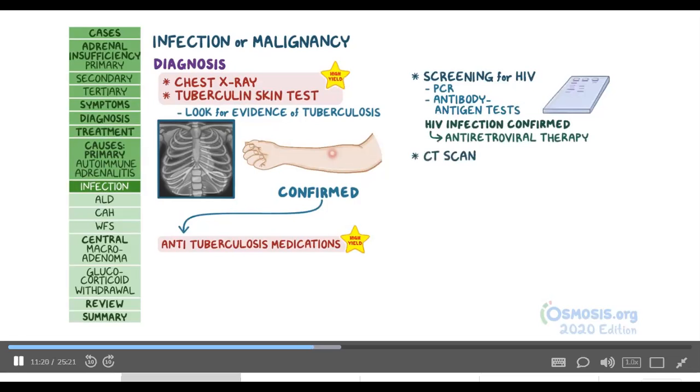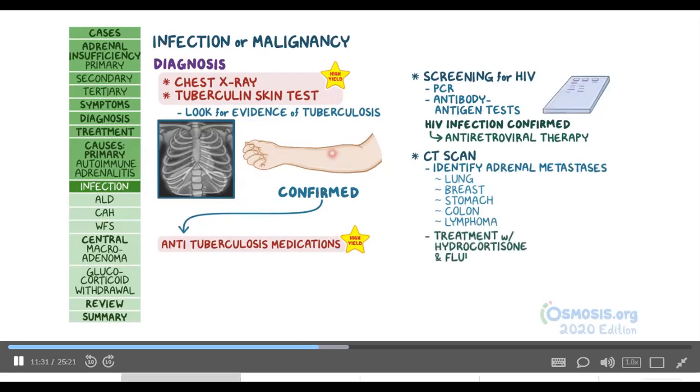Finally, a CT scan can also identify adrenal metastases, which most frequently come from lung, breast, stomach, and colon cancer, or lymphoma. In these cases, treatment with hydrocortisone and fludrocortisone should also be initiated before surgery or chemo and radiotherapy.